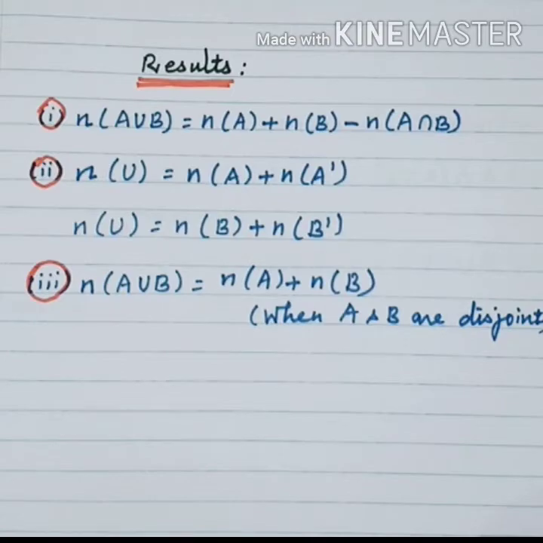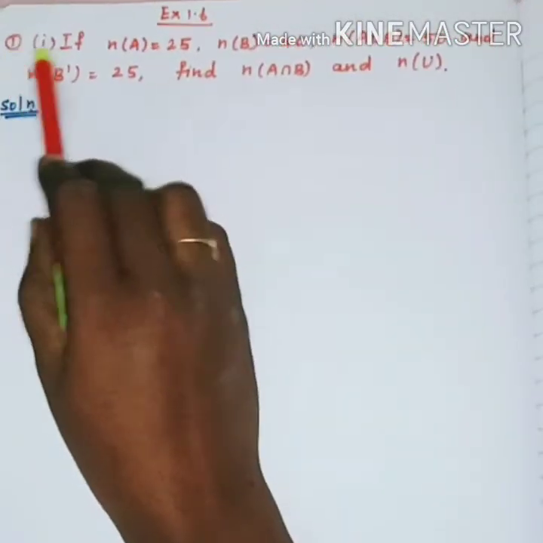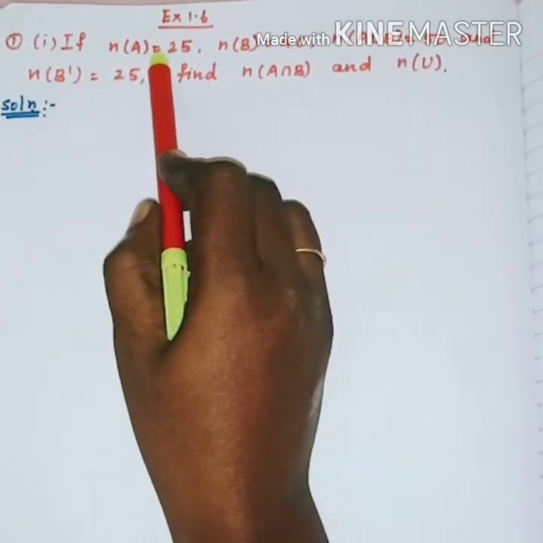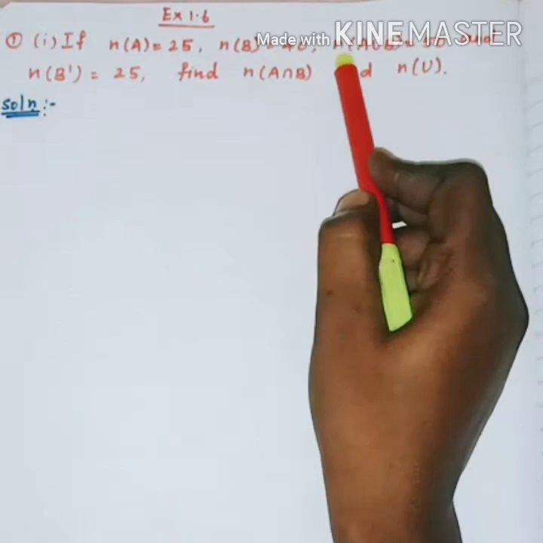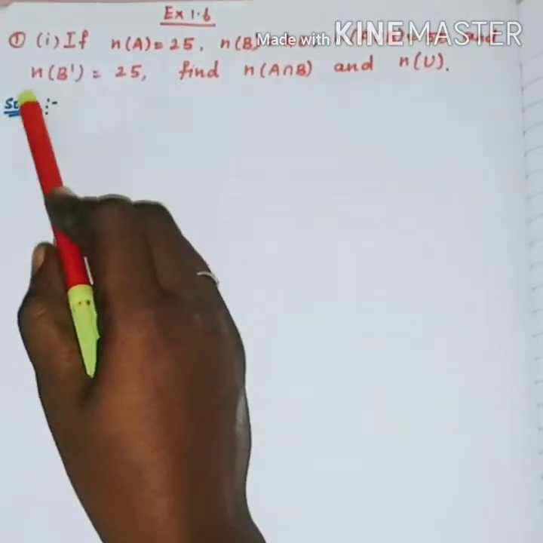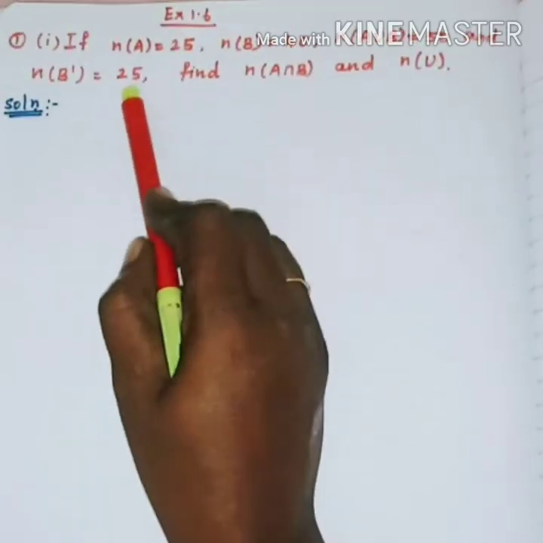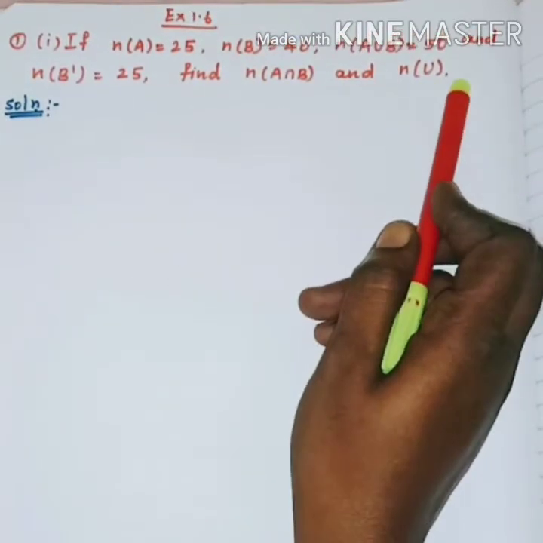Next we move on to the next exercise. Exercise 1.6, first sum. If n of A is equal to 25, n of B is equal to 40, n of A union B is equal to 50 and n of B dash is equal to 25, find n of A intersection B and n of U.